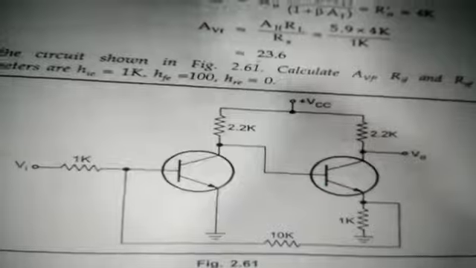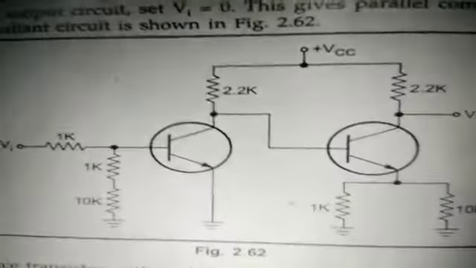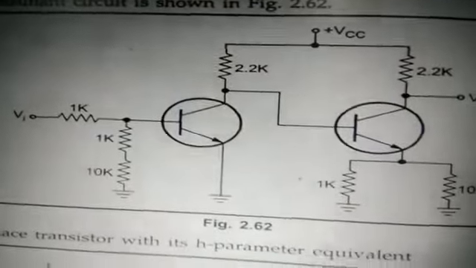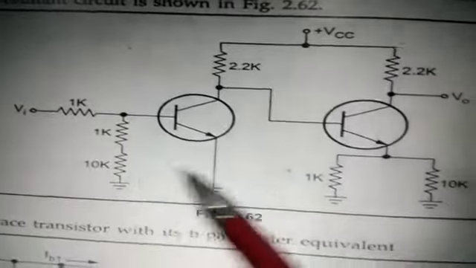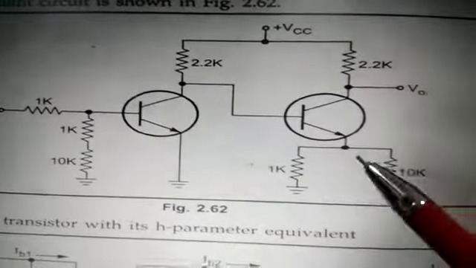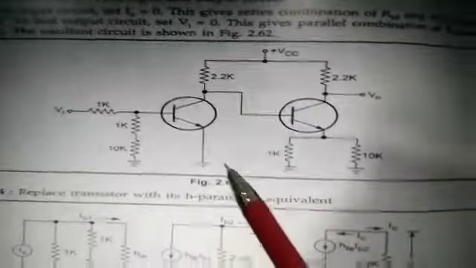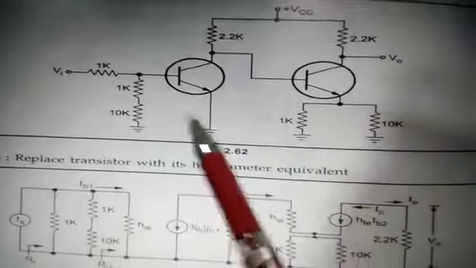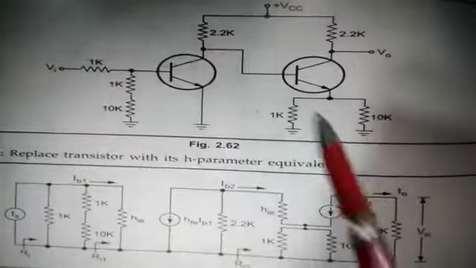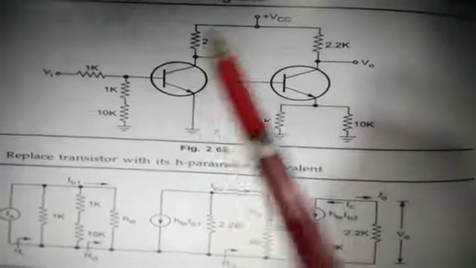So this is the equivalent circuit you have to draw here: 1 kilo ohm and 10 kilo ohm in series at the input, and in parallel at the emitter side of the second stage. So this is the equivalent diagram. This is common emitter, this is also common emitter. CE followed by CE with feedback.